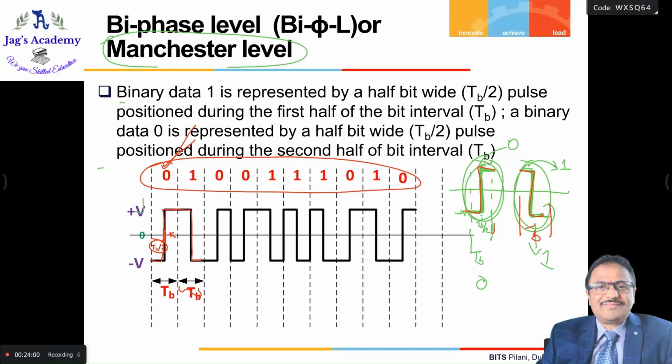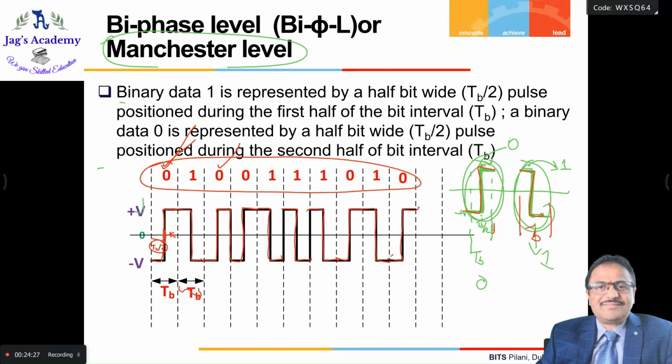Now, similarly, 0. How do you draw 0? This is your 0, right? Once again 0. This is 0, right? Anyway, we can draw it like this. Now, 1 means this one. Again, 1 means this one. Again, 1 means this one. Right? 0 means this one. 1 means this one, okay? Again, 0 means this one.